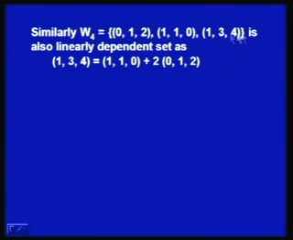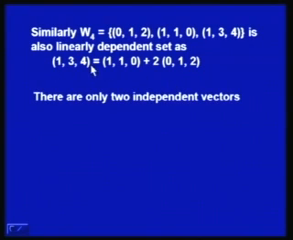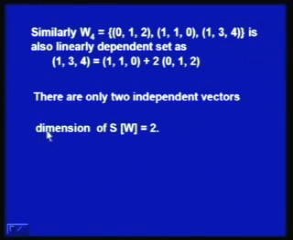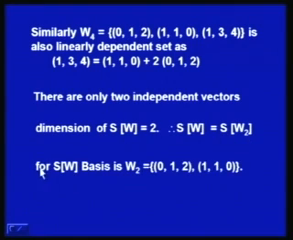Instead, I consider the vector (1, 3, 4), and one can check whether it is linearly dependent or not. If I write down (1, 3, 4) on one side and (1, 1, 0) and 2 times (0, 1, 2) on the right hand side, then I can see that (1, 3, 4) can be expressed as a linear combination of these two vectors. So, even this set is not linearly independent. In the given set we have only two independent vectors and the rest of them form a linearly dependent set. So, span of W is of dimension 2, the same as span of W2. Now, for span of W the basis is W2, that is (0, 1, 2) and (1, 1, 0).